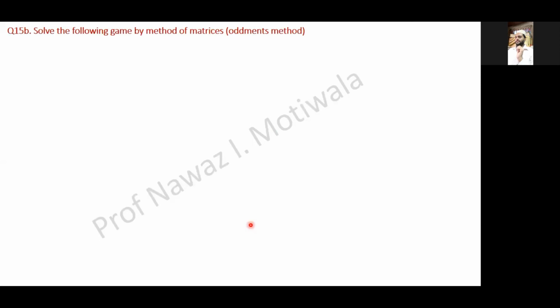Solve the following game by method of matrices. Again, it is mentioned that you have to solve it by the oddment method. So as it is mentioned, we will directly go by the oddment method. If it had not been mentioned, you would first check for the saddle point. The first step in any problem of game theory is to find the saddle point. If there is none, only then can you proceed further with dominance, formula, oddment or any method you want.